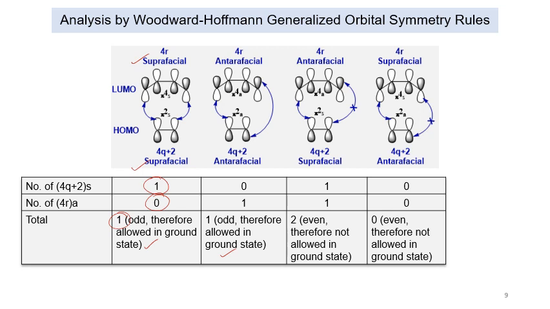But obviously, this is difficult to achieve geometrically. And the other two options, the antarafacial suprafacial and the reverse suprafacial antarafacial, were obviously thermally not allowed because these had a total of even components in the ground state. Therefore, according to the Woodward-Hoffmann generalized orbital symmetry rules, these would not be allowed.